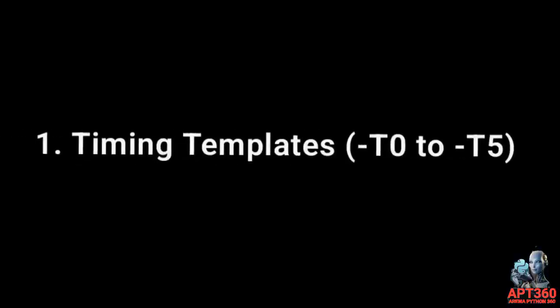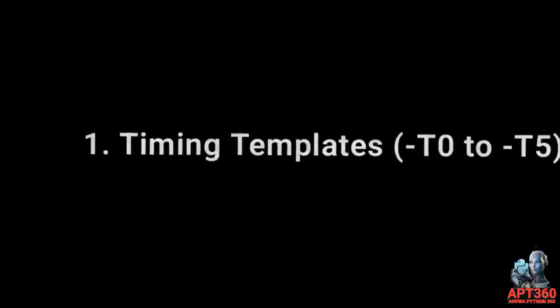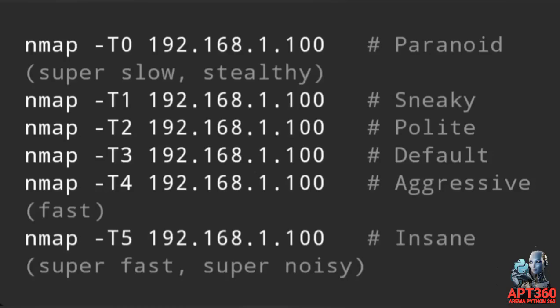Let's go. 1. Timing templates, -T0 to -T5. Nmap has 6 timing modes, from paranoid to insane. nmap -T0 192.168.1.100, paranoid, super slow, stealthy. nmap -T1 192.168.1.100, sneaky. nmap -T2 192.168.1.100, polite. nmap -T3 192.168.1.100, default. nmap -T4 192.168.1.100, aggressive and fast. nmap -T5 192.168.1.100, insane, super fast, super noisy.